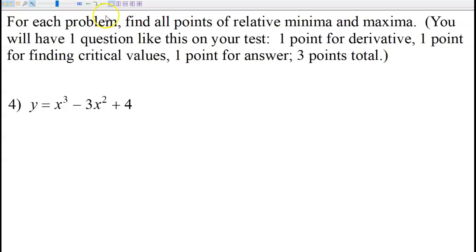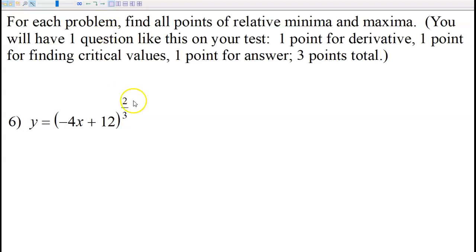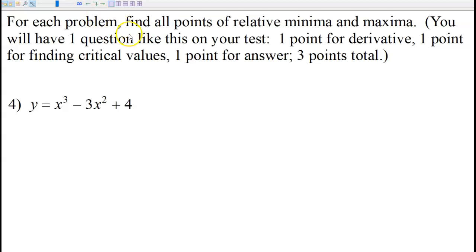On 4 through 6, same thing. You're going to have one question. It could be a polynomial like this. It could be a rational expression like this, or it could be another one of those cube root problems. So the question this time for this set is you are being asked to find the relative extrema.